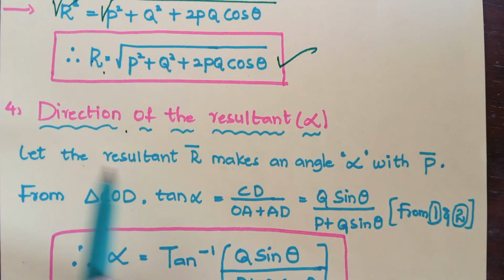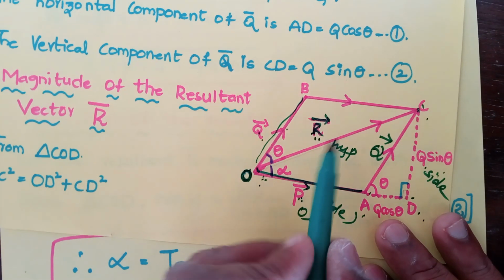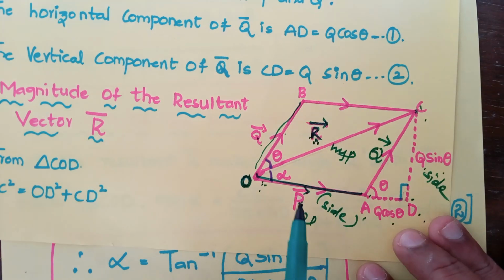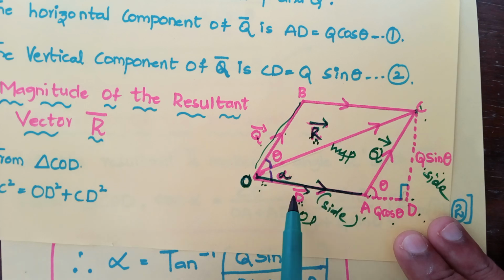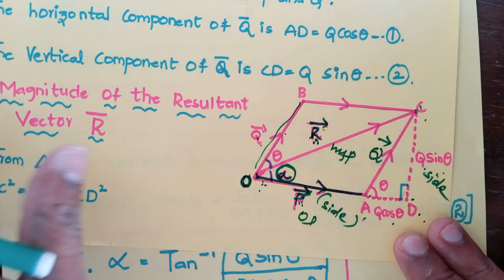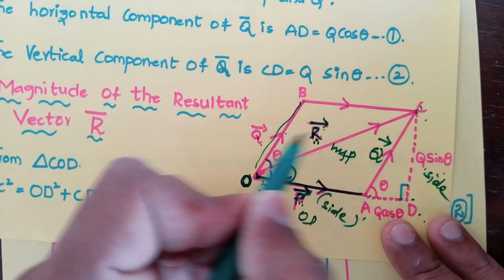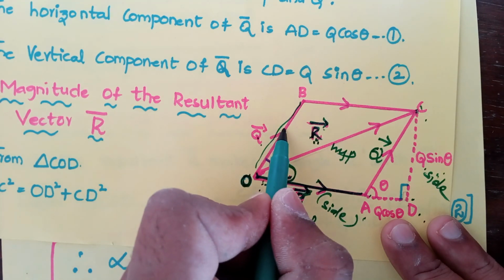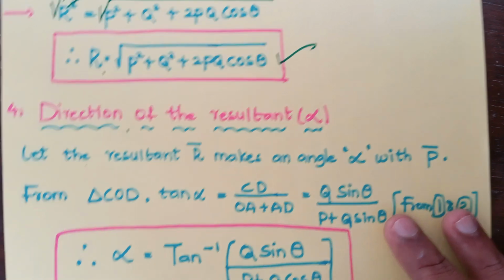Let the resultant R make an angle alpha with vector P. Then we are finding the direction of the resultant vector, so we will find alpha, so that the resultant vector covers along the vertical as well as horizontal. You already know that value.